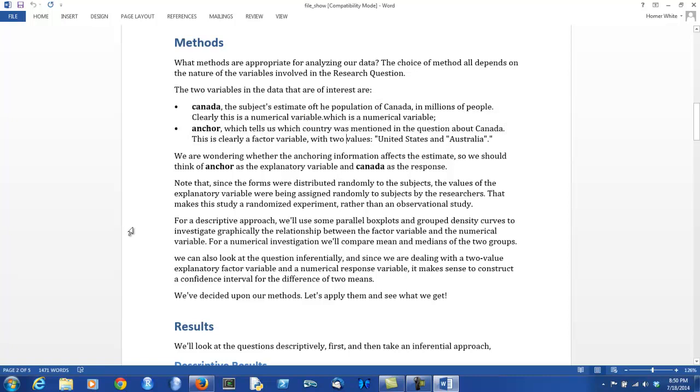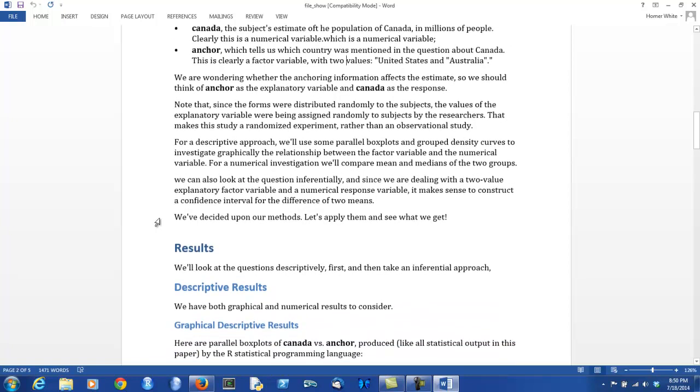We'll think of anchor as the explanatory variable, Canada as the response variable, because we're wondering if the anchor partially causes the estimate of Canada. By the way, notice since the forms were distributed randomly to the subjects, then the values of this explanatory variable were being assigned randomly to the subjects by researchers. Folks weren't coming to the study with those values already set. So we've got a randomized experiment here. We do not have an observational study. The key thing, though, is the nature of the variables.